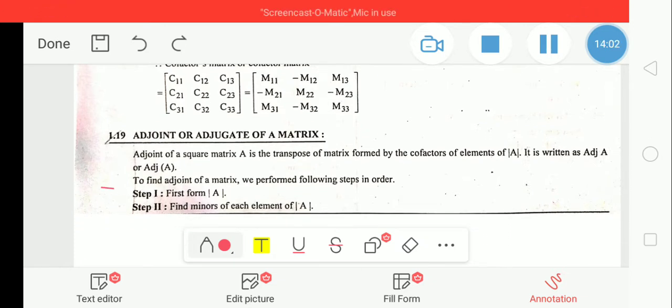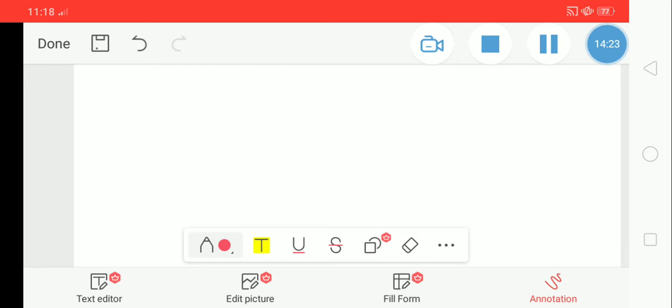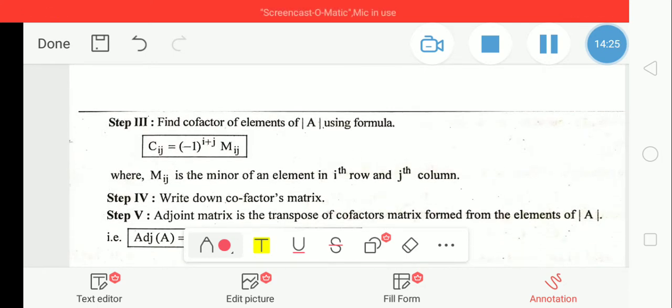So how to find? Step-wise. The first step, find the determinant, means mod of A. Finding first the matrix's mod, find the determinant. Then step 2, find the minor of each element of matrix mod of A, find the minor of each element. Then find the cofactor of each element of mod A using this formula.